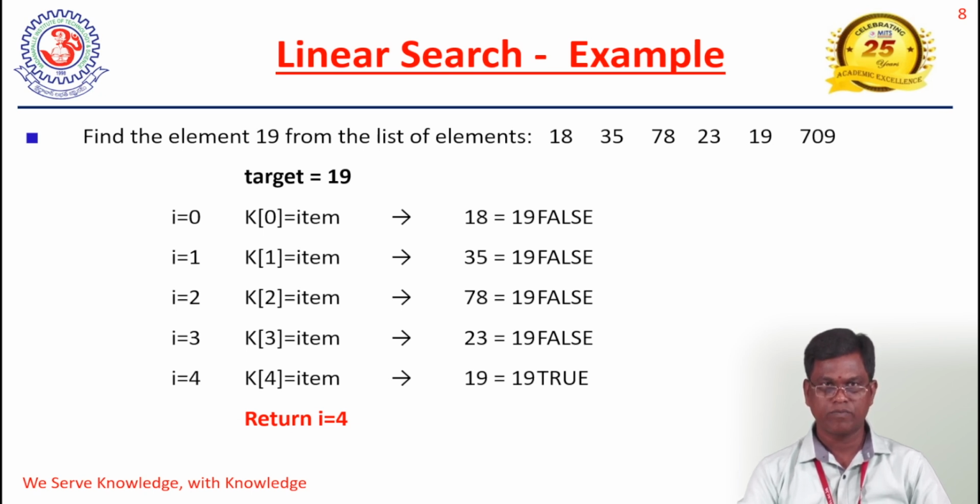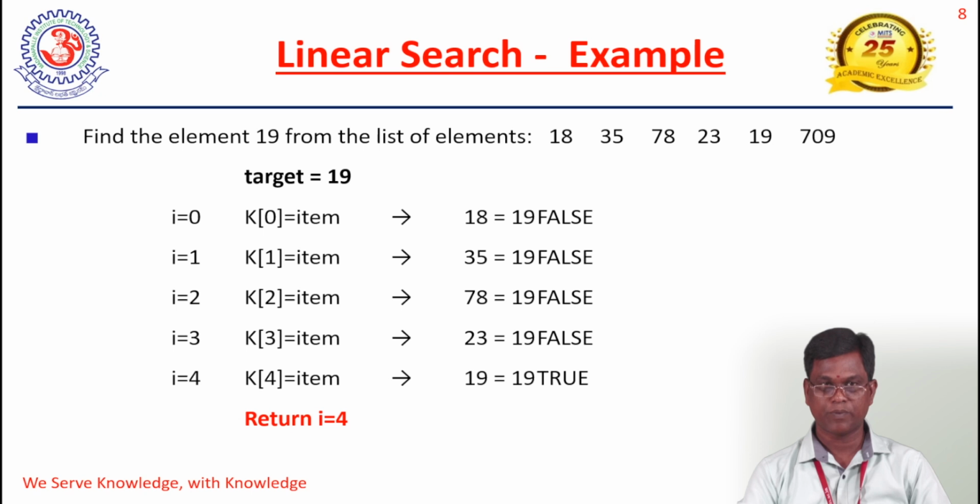it will start by taking the index i equal to 0. So i equal to 0, it will search the element. k of 0 is compared with the target, that is the item. So 18 is compared with 19. Both are not equal, so it will return false. Next, it will go to i equal to 1. It will take the k of 1 item, that is 35. 35 is compared with the target element 19, and again it is not equal, so it returns false.